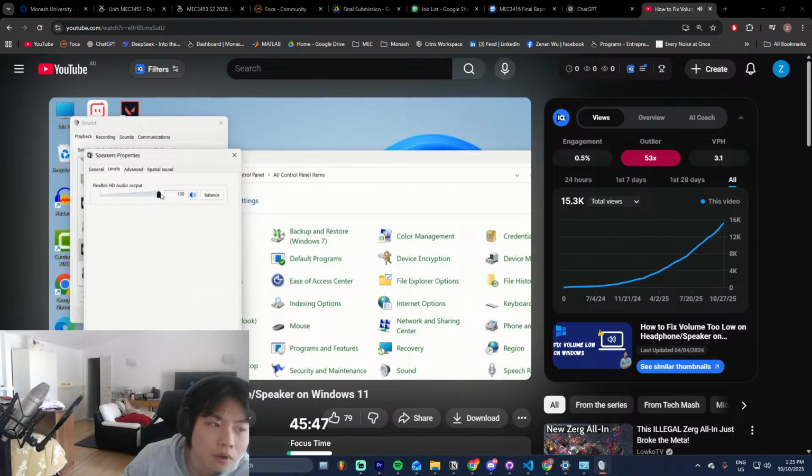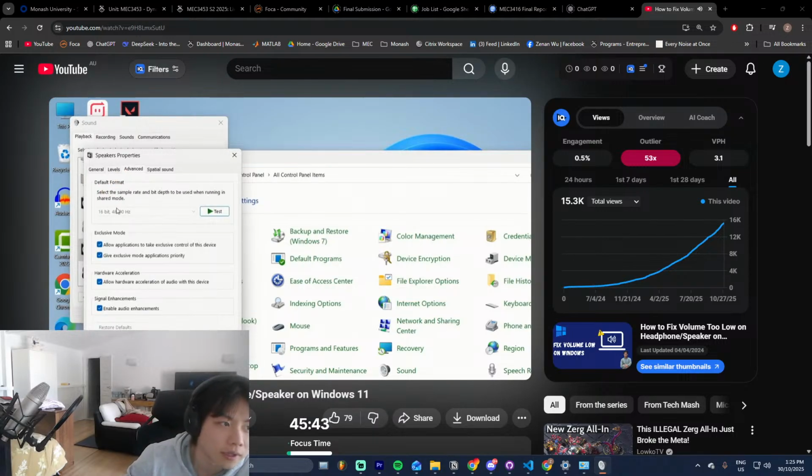Then explore advanced settings. So here just click on advanced. After clicking on advanced, here you can see default format. So here you can see it is selected 16-bit 48,000 Hz. So here you should see a drop down. For my case it is now grayed out. So if you can select it, then here you should see multiple options.